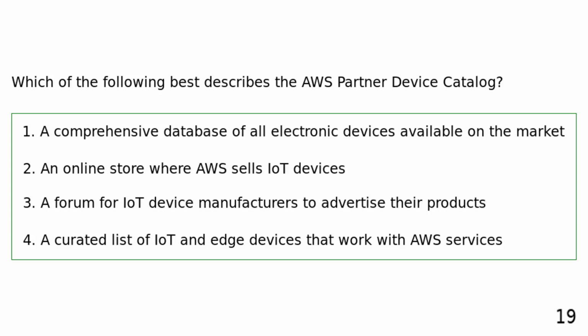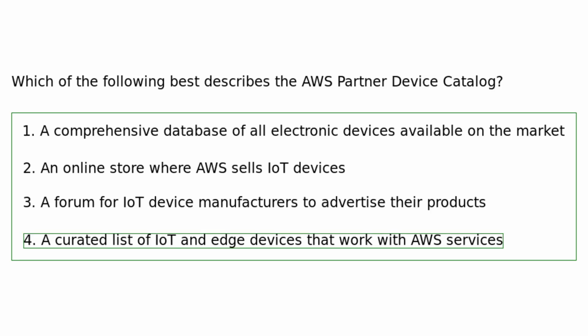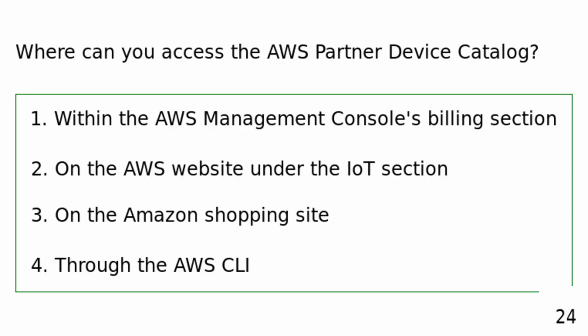A comprehensive database of all electronic devices available on the market. An online store where AWS sells IoT devices. A forum for IoT device manufacturers to advertise their products. A curated list of IoT and edge devices that work with AWS services. The AWS Partner Device Catalog is a curated list that showcases IoT and edge devices that have been tested and verified to work with various AWS services, simplifying the device selection process for customers. Where can you access the AWS Partner Device Catalog?